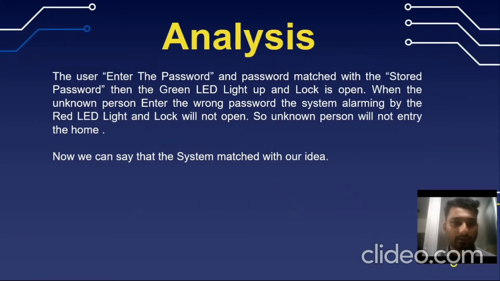Analysis. When the user enters the password and it matches the stored password, then the green LED lights up and the lock opens. When an unknown person enters the wrong password, the system alarms with the red LED light and the lock will not open, so the unknown person will not enter the home. Now we can say that the system matched our idea.